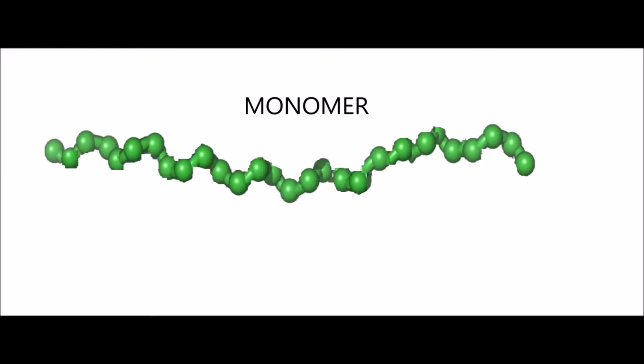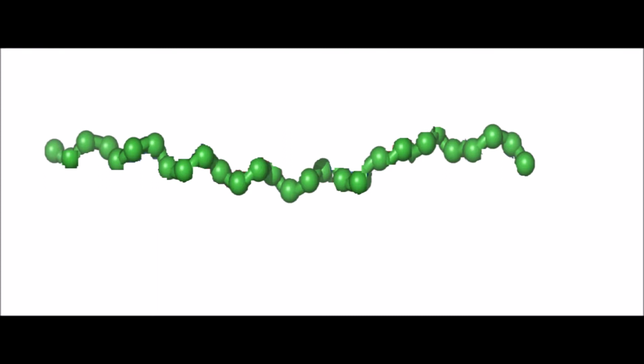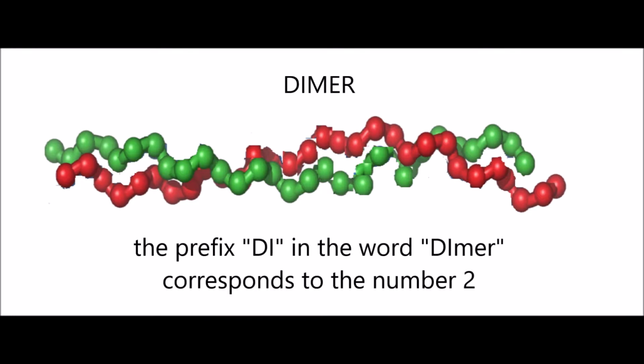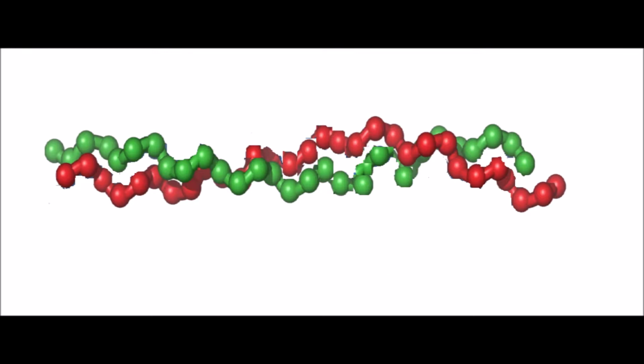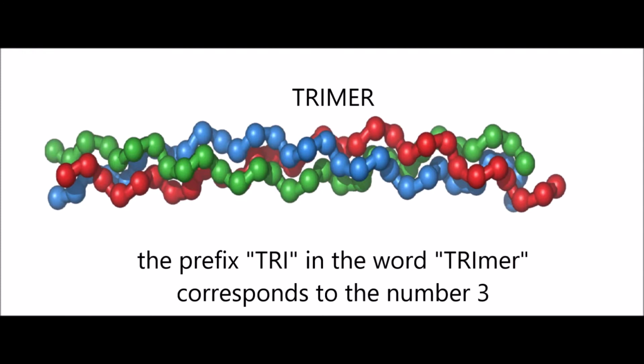Not surprisingly, the prefix mono in the word monomer corresponds to the number 1, the number of polypeptides under consideration. And if hypothetically we had two polypeptides connected together to make a complex, we call the complex a dimer, where the prefix di in the word dimer corresponds to the number 2 for the two polypeptides in the complex. Likewise, when we have three polypeptides connected together, we call it a trimer, where the prefix tri in the word trimer corresponds to the number 3 for the three polypeptides in the complex.